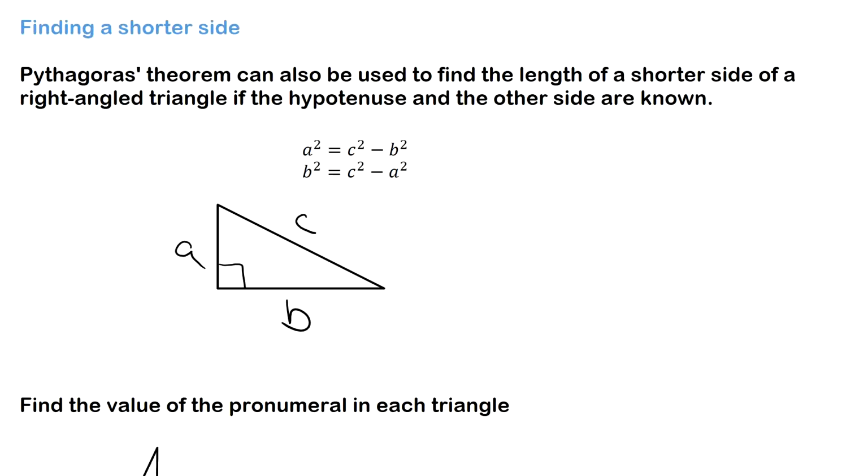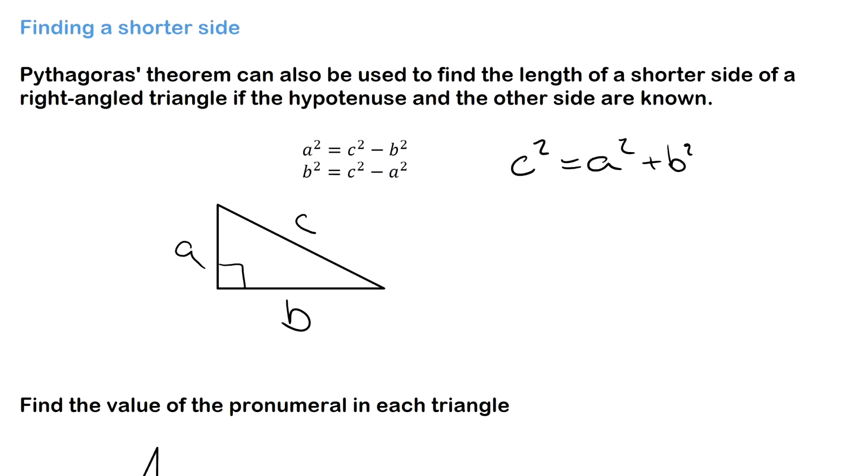In this video, we're going to be finding the shorter side of a right-angled triangle using Pythagoras' theorem. Pythagoras' theorem can also be used to find the length of a shorter side of a right-angled triangle. So we need to know the hypotenuse and at least one other side. Normally, we recognize Pythagoras' theorem as c squared equals a squared plus b squared, but we can manipulate this to find either a or b.